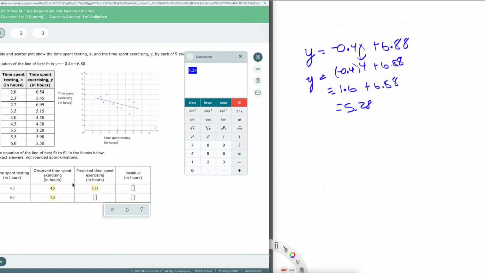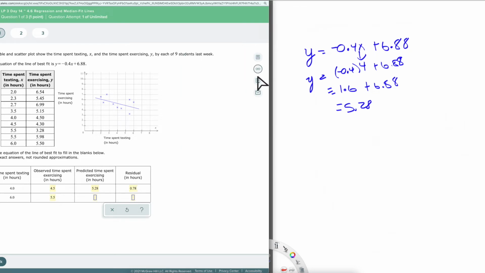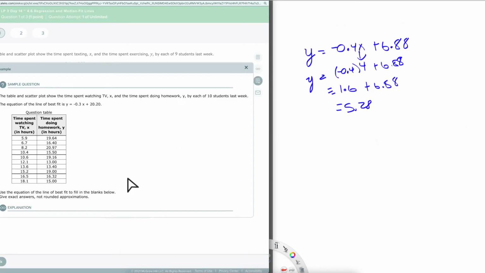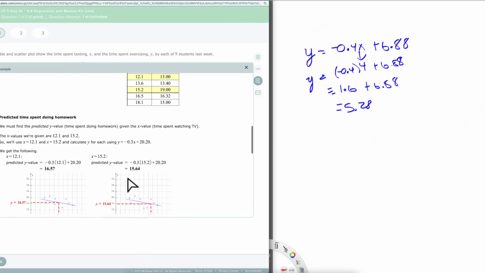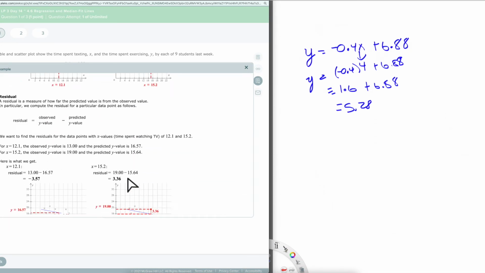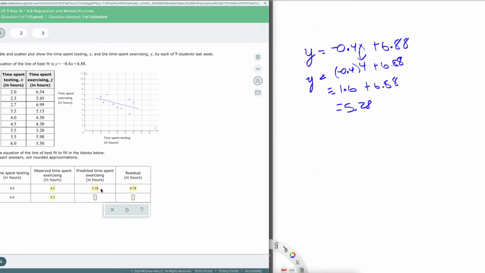And what I want to do is take this and go minus 4.5 equals 0.78. Oops, 78. I actually want to make sure really quick that I'm not subtracting those backwards. It might be negative on that one. Observed minus predicted. Yep, okay. So I should have done observed minus predicted, which would have given me a negative. So I just want to make sure. So the residual is negative 0.78. So that's the amount of hours they didn't exercise that we thought they would.